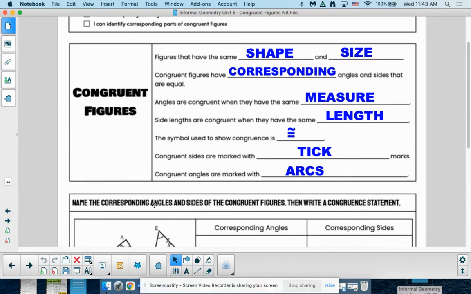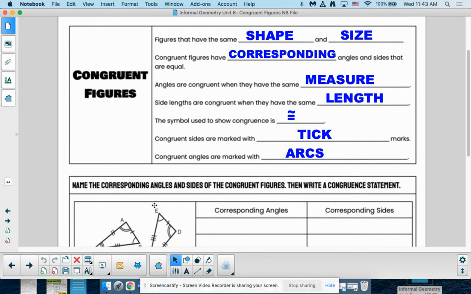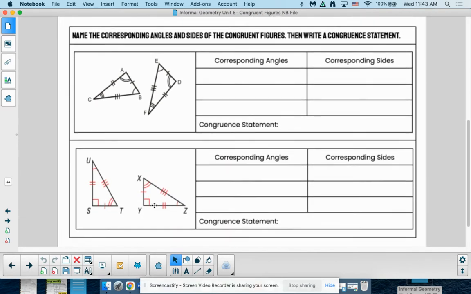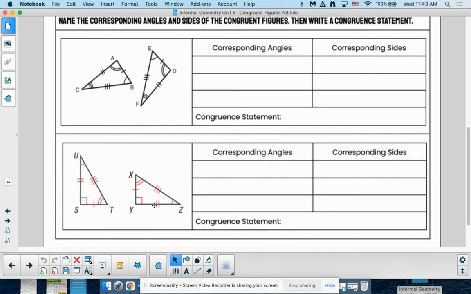And then we will move on. So today there's going to be just kind of like a lot of matching, all right? So you're looking for things that have the same markings on them, and they go together. So on these first two examples, it says, name the corresponding angles and sides of the congruent figures. Then write a congruent statement. So again, we're just matching. Don't overcomplicate it, okay? You're just looking for things that have matching markings.